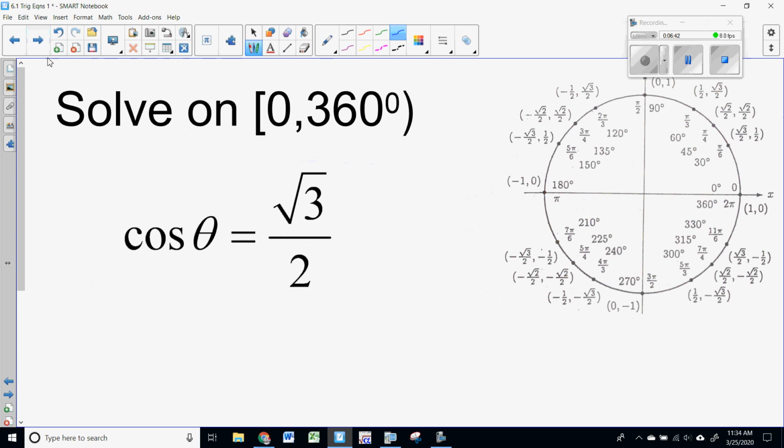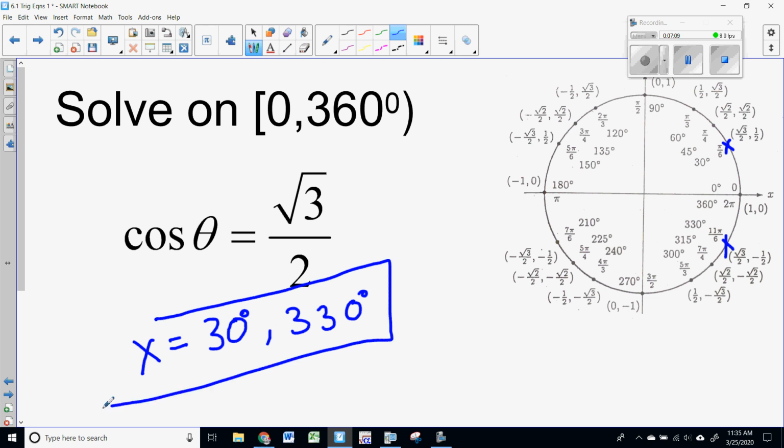So another one, cosine of theta is square root of 3 over 2. And the same thing, cosine's the x coordinate. So I want to find where is cosine equal to square root of 3 over 2. One is right there. One is right there. So those are our 2 answers, 30 and 330. So we're just pulling those numbers right off of the unit circle.